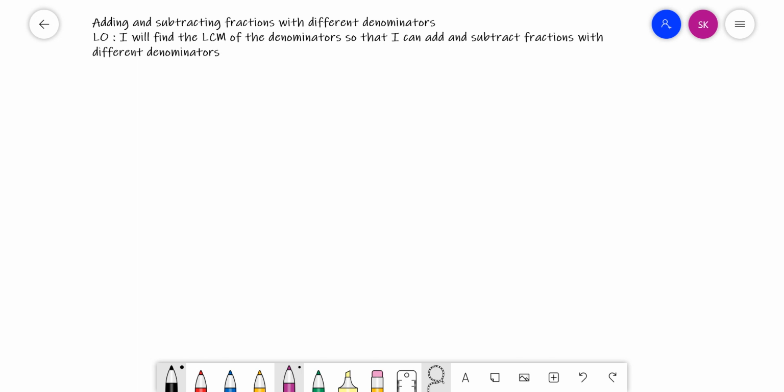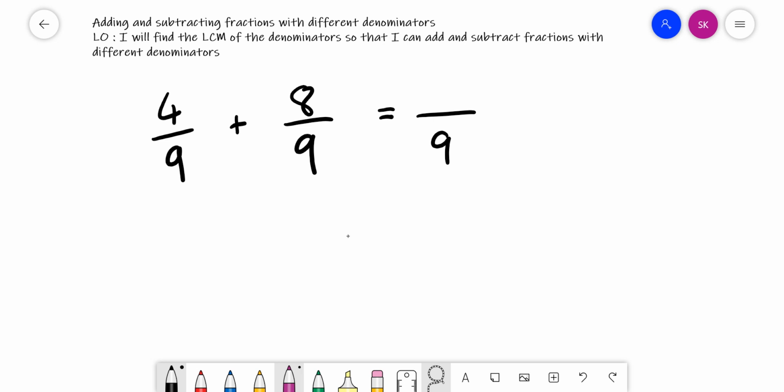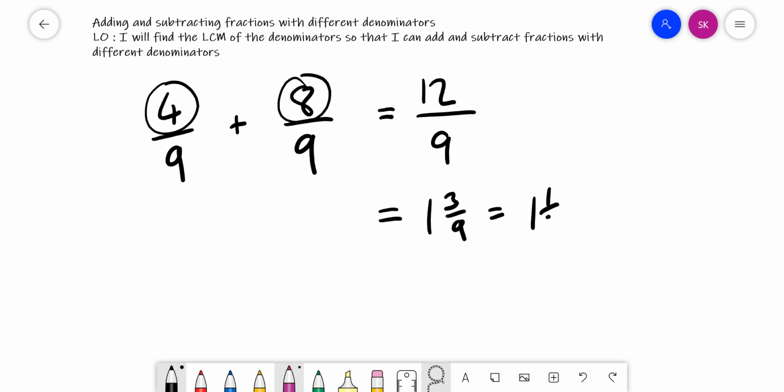So, last lesson we looked at what to do when we were adding fractions with the same denominator. For example, if we had 4/9 plus 8/9, pause the video and remind yourself how to do that. If you remember, the denominator always stays the same, and we have a total of 4 plus 8, which is 12/9. That is the same as 1 3/9, which is the same as 1 1/3. All that is revision, hopefully.